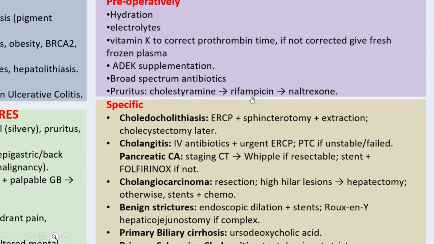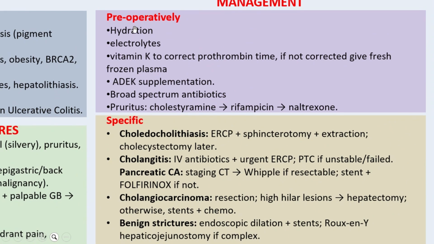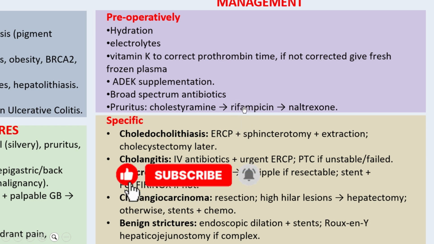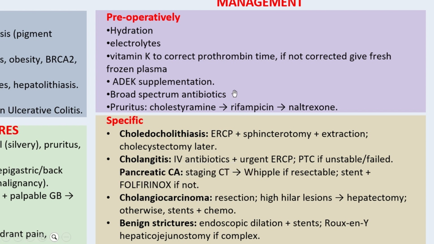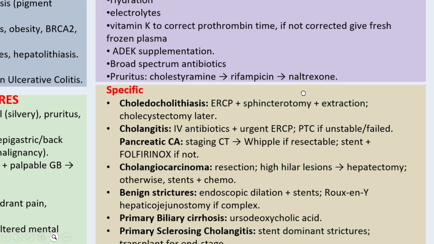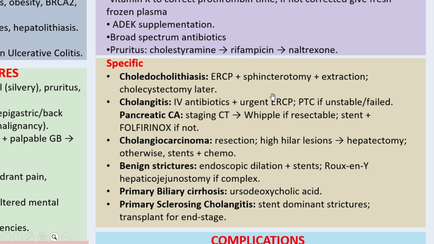So the management preoperatively, we want to hydrate them, correct electrolytes, and give vitamin K to correct the prothrombin time. We want to give supplementation of the ADEK vitamins, these are fat soluble vitamins A, D, E, K, and give broad spectrum antibiotics. And for the pruritus, we can give cholestyramine. Sometimes we go to rifampicin, which has effects on the P450 enzymes and will reduce the formation of the bile salts. Then naltrexone is also thought to have some importance because the itch is thought to be associated with the opioid receptors.